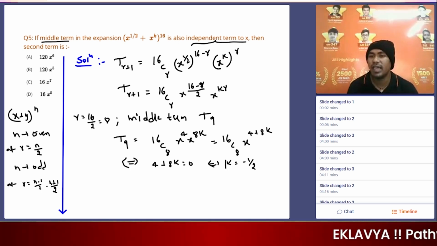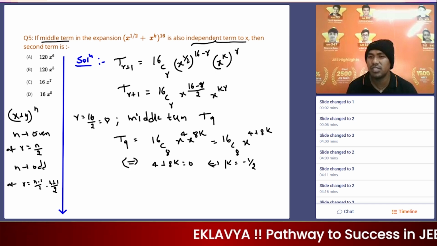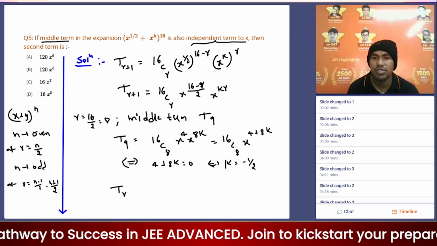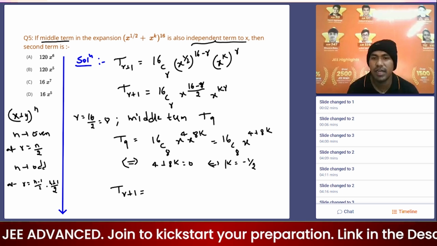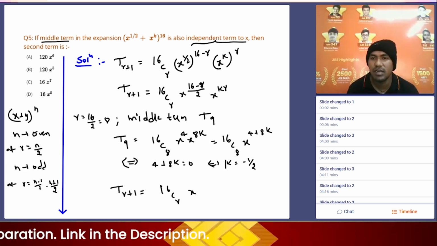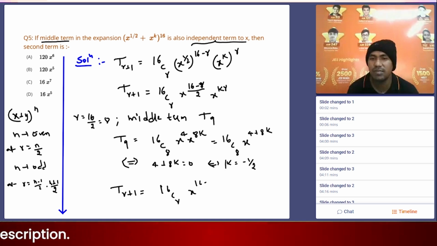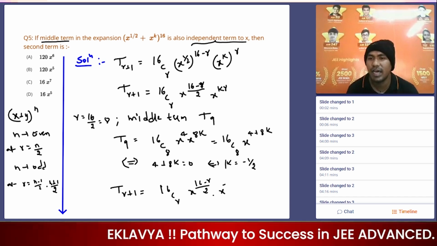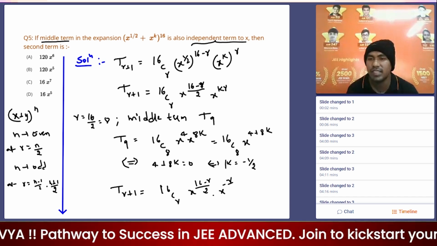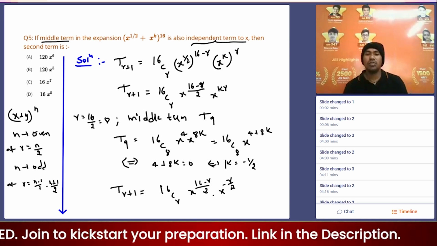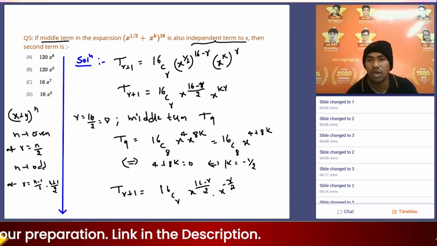Now when k equals minus 1 by 2, what will happen? The Tr plus 1 will become 16Cr, and x to the power of 16 minus r by 2, and x to the power of k equals minus 1 by 2, so minus r by 2 you will get, right? Now here they mentioned the second term they are asking. How will you get the second term?